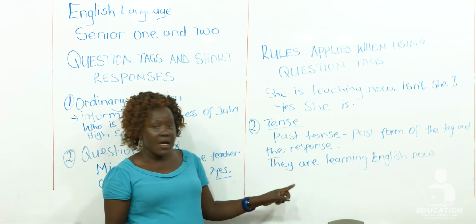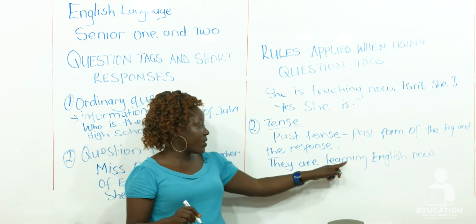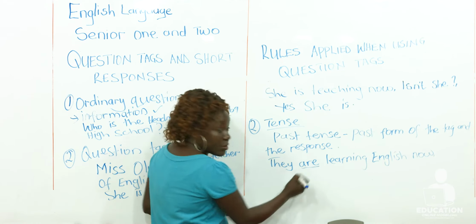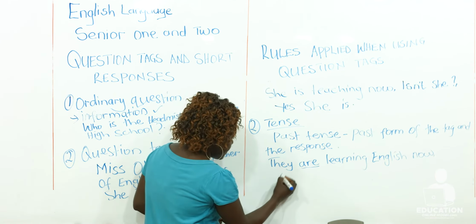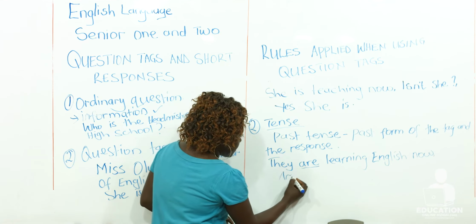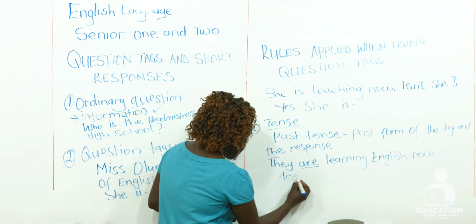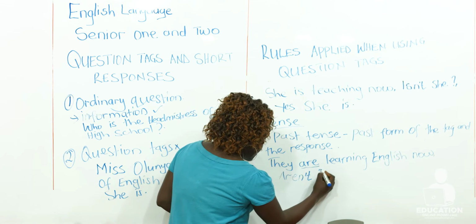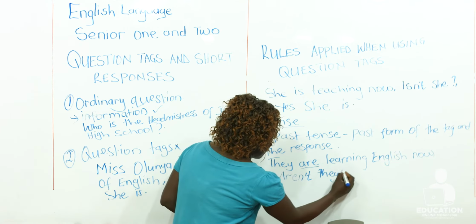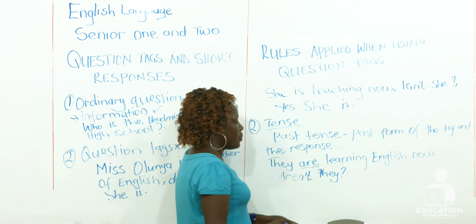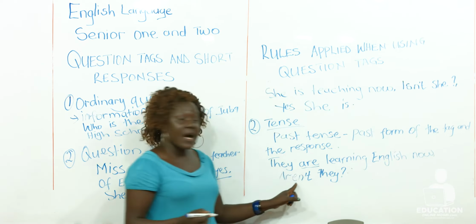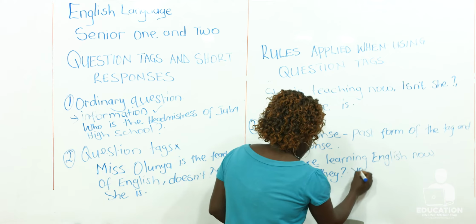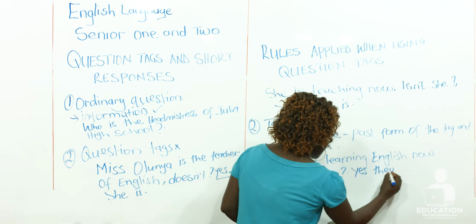Now, in this case, your tag must also be in the continuing form, in the progressive form. You use the auxiliary to develop the tag by saying, aren't they? Meaning, are they not? Then you come here and put the response. Now, the tag is negative, and the response must be now positive. Yes, they are.